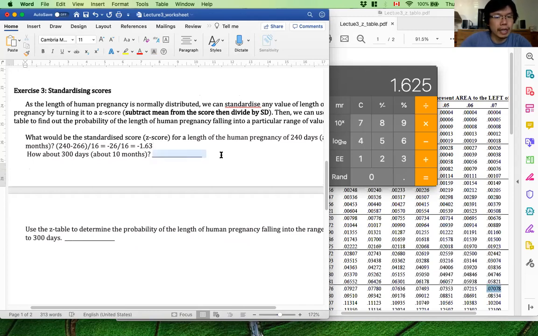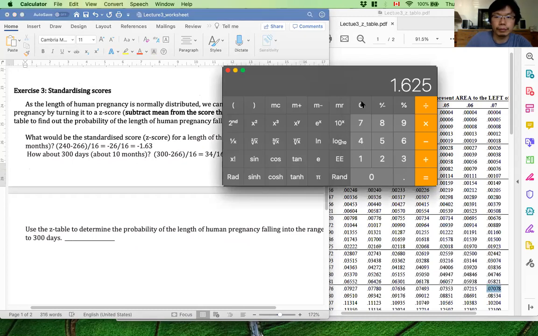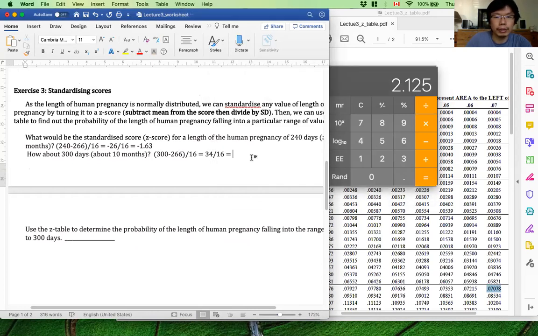So 300 days. We do the same. So 300 minus 266 divided by 16 equals 34 divided by 16 equals 2.13. So that's our Z scores, right?